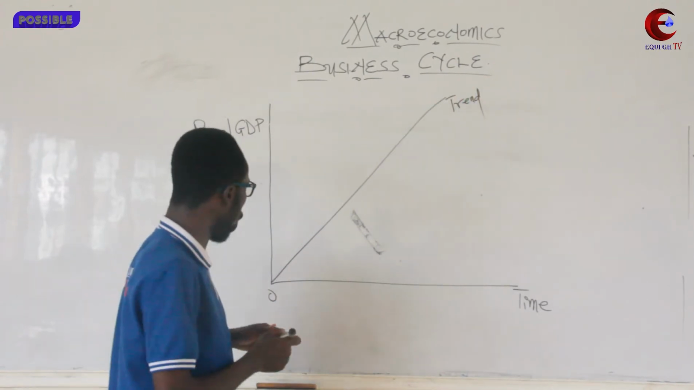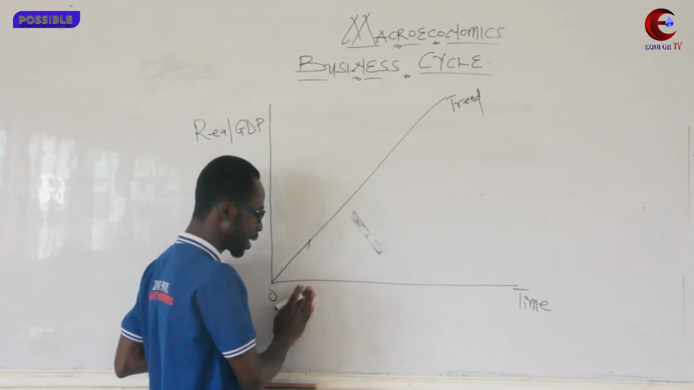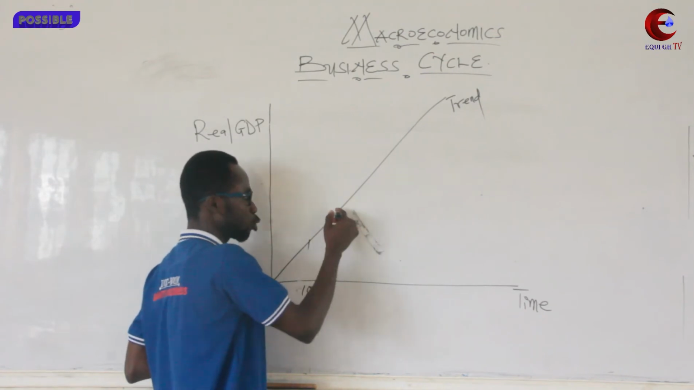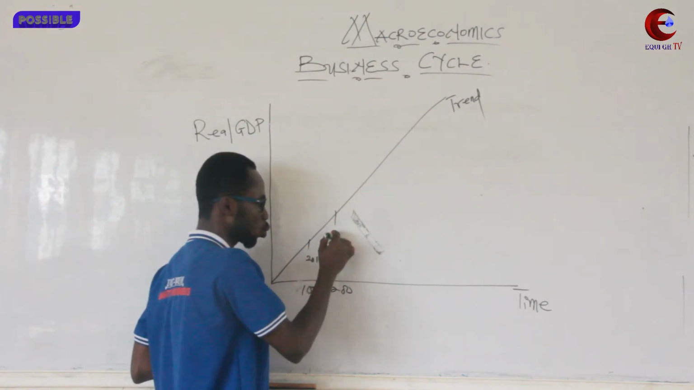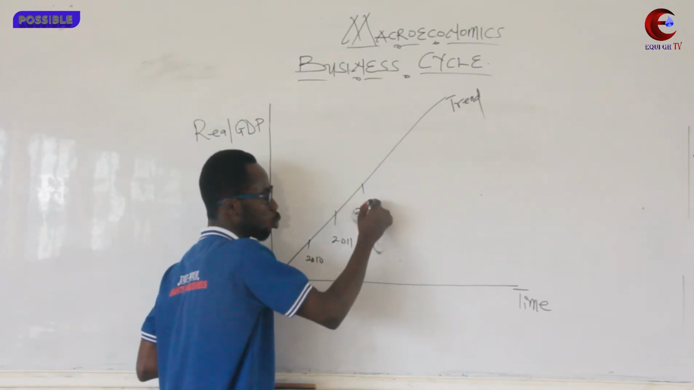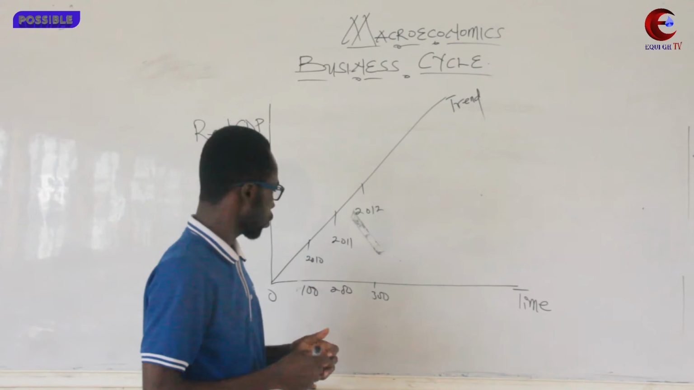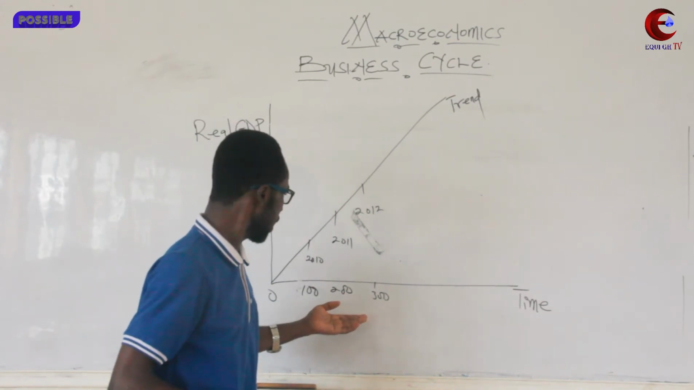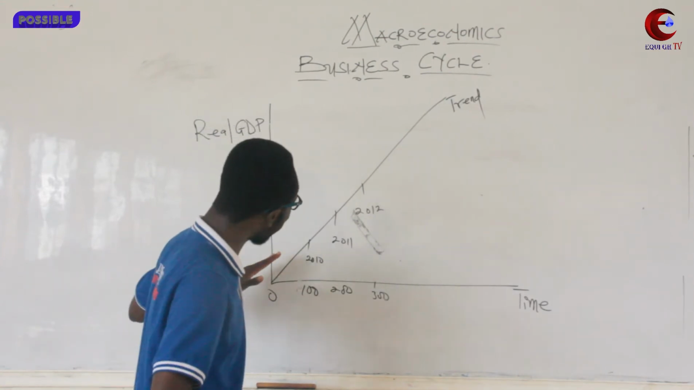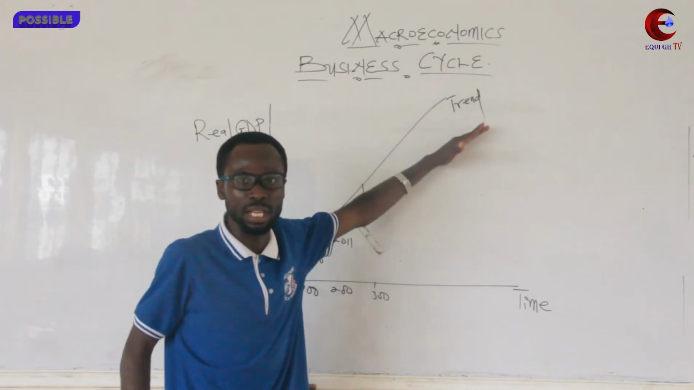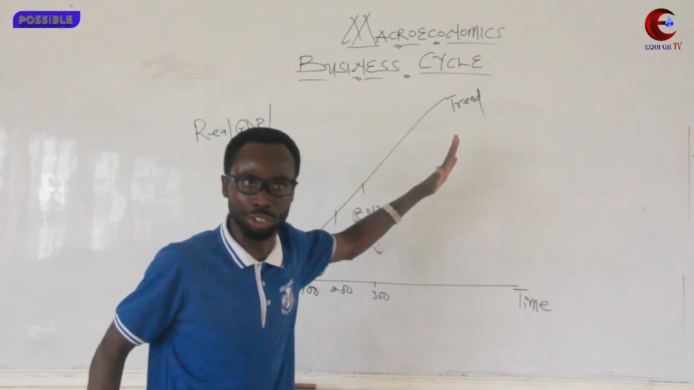Right? The output for the year 2010, if it were 100, it was supposed to be somewhere around 200 in the year 2011. In the year 2012, it has increased to somewhere around 300. But that isn't how the economy is. Sometimes the economy doesn't increase, but rather decreases. That is an abnormal circumstance. So the trend shows us how the economy is supposed to be, how the economy ought to operate.